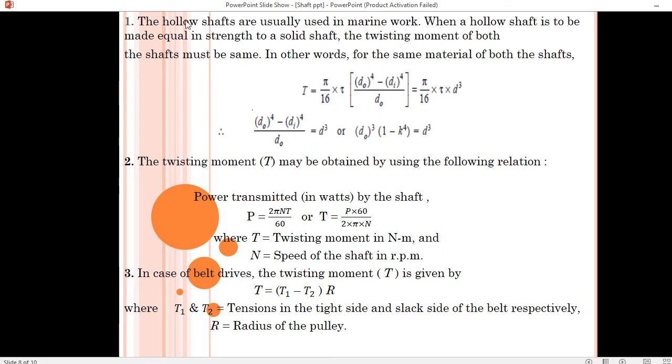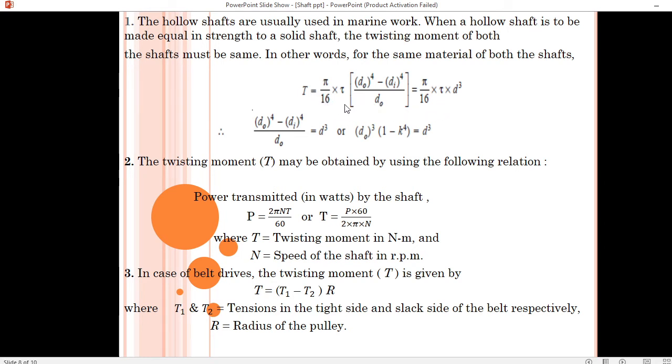Next, hollow shafts are usually used in marine work. When a hollow shaft is to be made equal in strength to a solid shaft, the twisting moment of both the shafts must be equal. In other words, same material for both the shafts. So the value of T for the solid shaft is equal to the value of T for the hollow shaft.